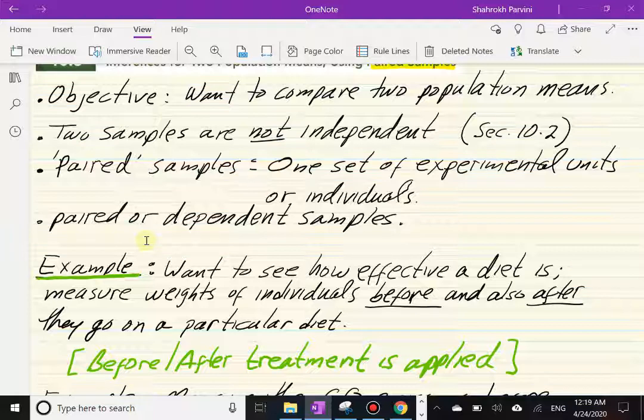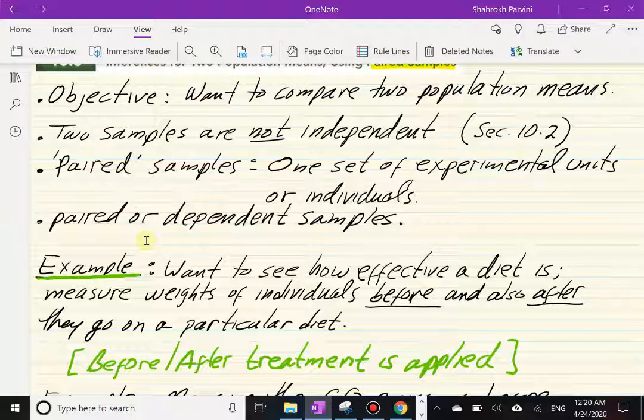In my first example, let's say we want to see the effect of diet on an individual. Whatever diet we are proposing, we can look at the weight of individuals who go on this diet, look at their weights before they go on the diet, and then measure the weights maybe a month or two later after they go on this diet. So that's the idea of pairing again.